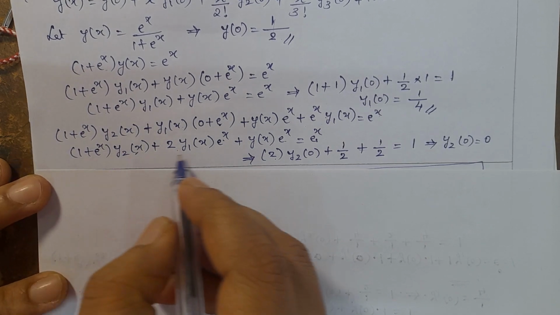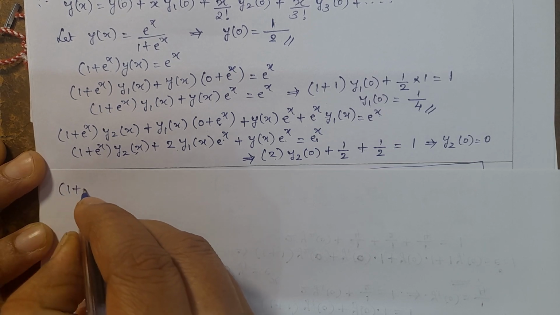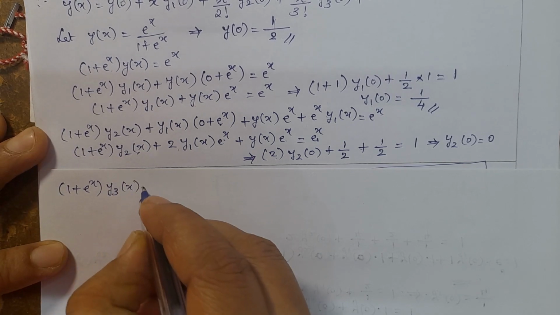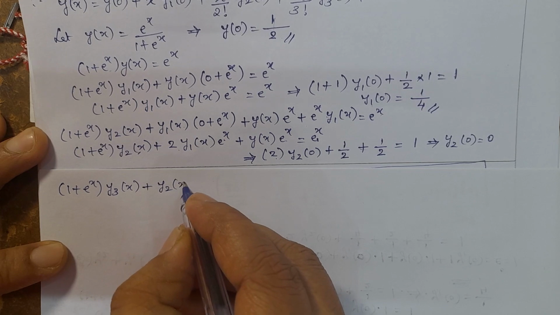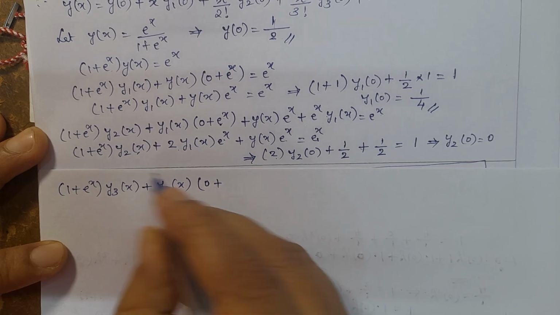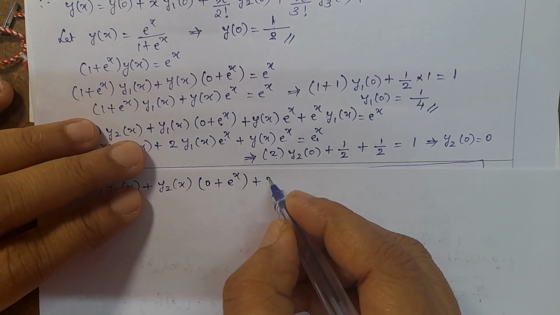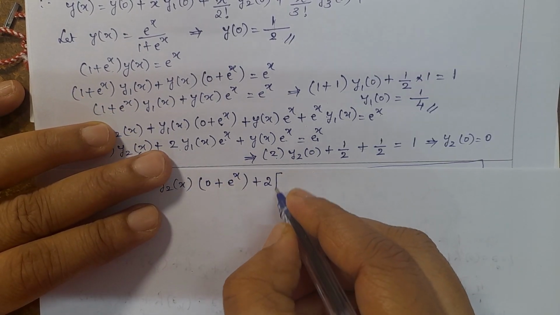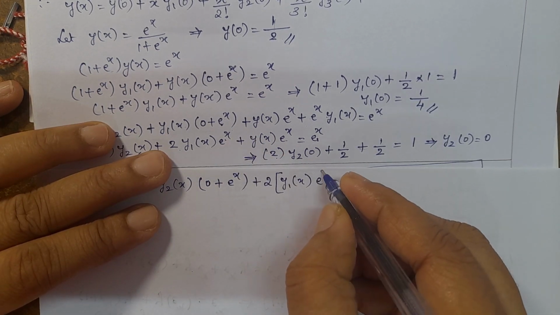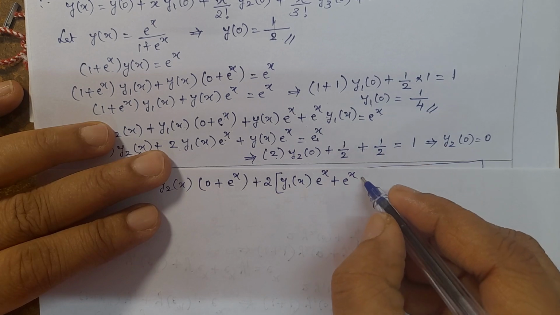Next, take the differentiation of this. We'll get y3 of x. First function 1 plus e power of x as it is, differentiation of y2 of x is y3 of x. Next, second function y2 of x as it is, take the differentiation of the first one. Differentiating 1 gives 0 plus e power of x differentiates to e power of x, plus 2 as it is, y1 of x, first function as it is, differentiation of the second function e power of x, plus second function as it is, differentiation of y1 of x is y2 of x.